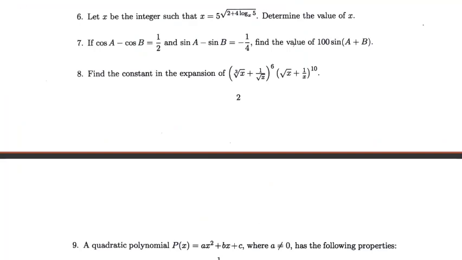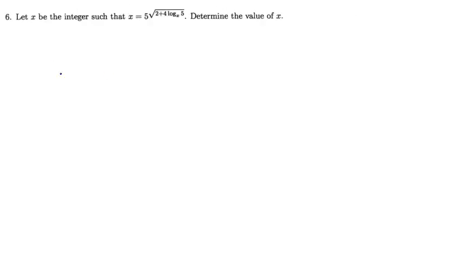Singapore Mathematical Olympiad SMO 2021 senior section first round. Problem number 6. Let x be the integer such that x equals 5 to the power of root 2 plus 4 log 5 in base x. Determine the value of x. Okay, as I said, the definition, let me call this one c, log 5 in base x.